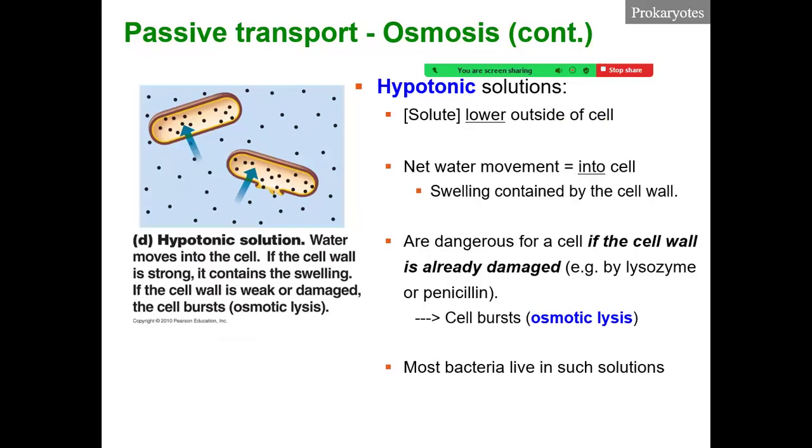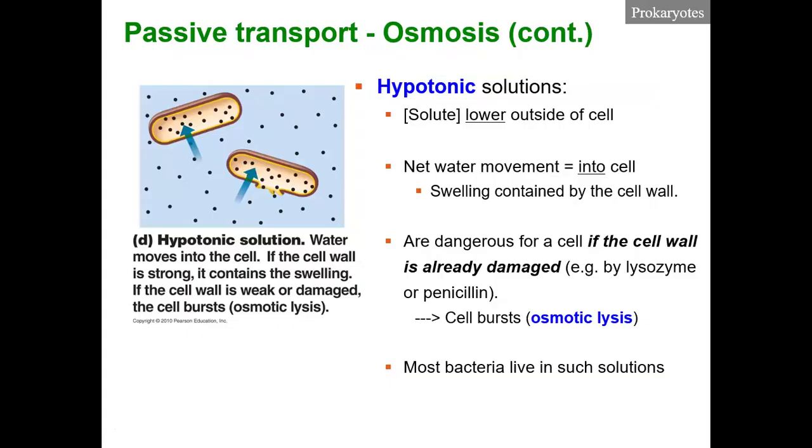A hypotonic solution is when the solute concentration outside the cell is lower than the solute concentration inside the cell. So when the solute concentration is lower, that means the water concentration is higher outside the cell, and then there will be movement of water inside the cell. Now, if the cell has a cell wall, it has to be an intact cell wall, the water will move into the cell until the plasma membrane expands to reach the cell wall.